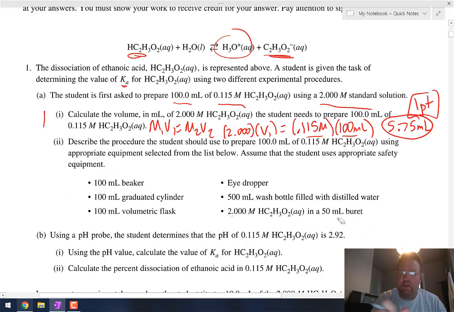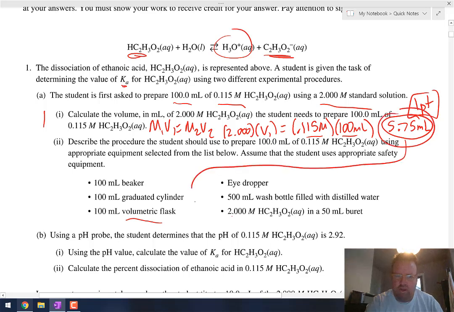So the first thing that you want to say is use the 50 milliliter burette to put 5.75 milliliters of the acid into a 100 milliliter volumetric flask. So you want to take that 5.75 milliliters and put it into the volumetric flask. Okay. And then basically you dilute it until you get close to the 100 milliliter mark on the volumetric flask. And then you use the eyedropper drop by drop to get right where the bottom of that meniscus is, right on the line.